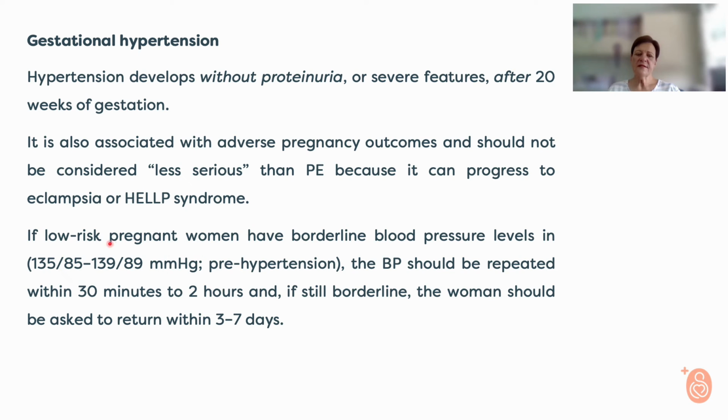Now, when you take a low-risk pregnant mother's blood pressure and it's borderline, between 135 over 85 and 139 over 89, so it sits basically just below 140/90, it's always a good idea to just take it again after 2 hours and make sure that it's below 140/90 and not over it. And then it might be a good idea to ask the mother to come back in 3 to 7 days to just make sure that the blood pressure is still normal.